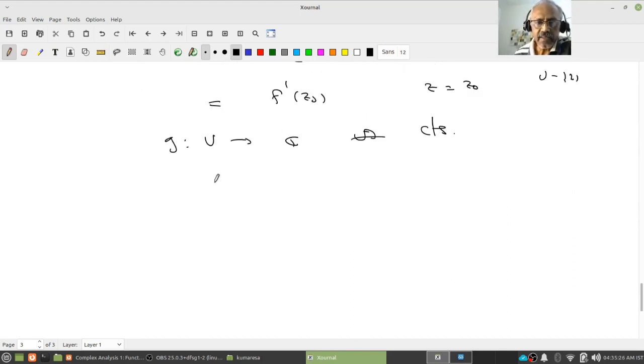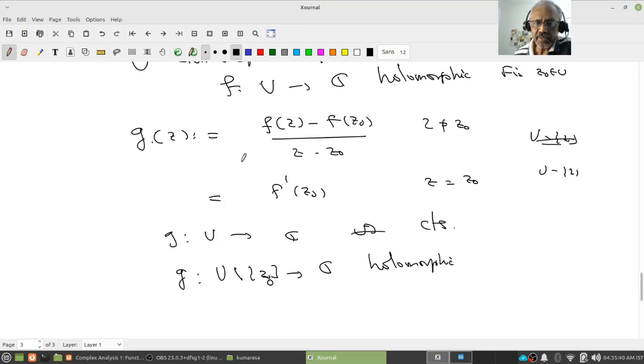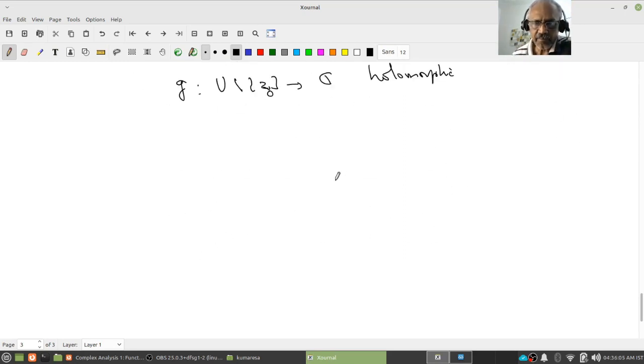right? And notice that g is also holomorphic outside this point. Why? Again for the same reason. The numerator is holomorphic, f of z minus f of z naught; f of z is holomorphic, f of z naught is constant, therefore this is a difference of two holomorphic functions, therefore it is holomorphic. And z minus z naught is non-vanishing on U minus z naught, therefore 1 upon that is holomorphic, product of holomorphic functions, therefore g is holomorphic, right?